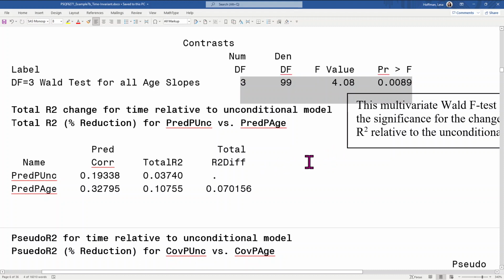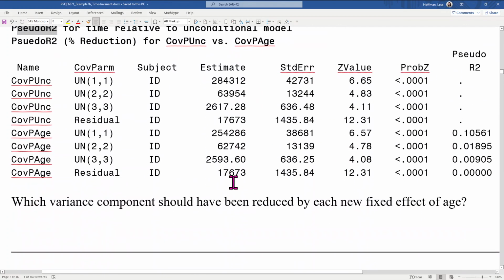So that's a more general way to talk about the contribution of age. The pseudo R-square values then give us more specific ways to talk about how age is moderating the growth curve. More specifically, UN11, that's my intercept variance. So relative to what it was before, my intercept variance has been reduced by about 10.5%. So 10% of all the reasons why some people were faster initially is because of their age.